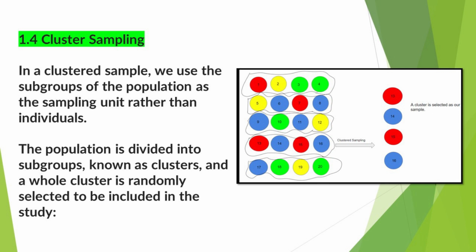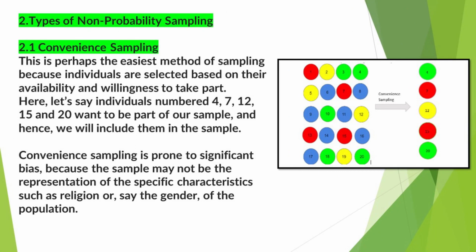Now coming to the fourth type of probability sampling, that is cluster sampling. So in cluster sampling, we use the subgroups of the population as a sample unit rather than individuals. The population is divided into subgroups known as clusters, and a whole cluster is randomly selected to be included in the study. So you can see in the right side image there are 5 clusters. The first row item is one cluster, the second row item is the second cluster, the third row item is the third cluster, out of which one cluster is selected as a sample, that is the fourth row of the balls is selected as a sample.